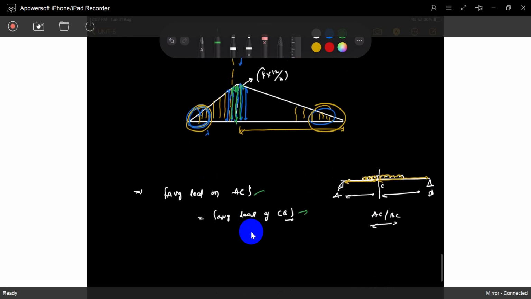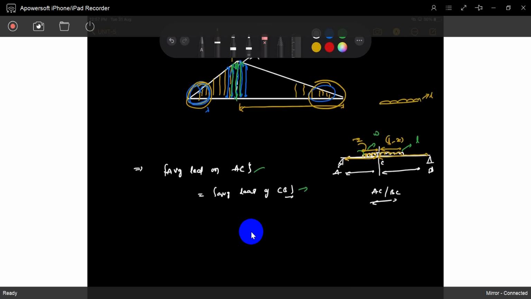Okay, so just observe it. This intensity is W. This total length is L. This length is Z, and this length is L minus Z. Take a UDL of length L. So the average load W times Z is the load on the span, so a certain Z only you have to place. Divided by the length of AC, it should be equal to the load W times L minus Z divided by the CB length. That is the average load.